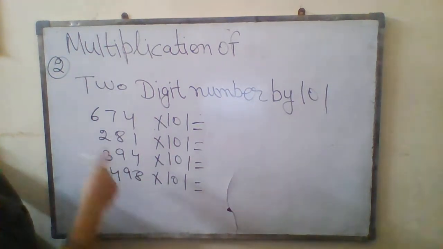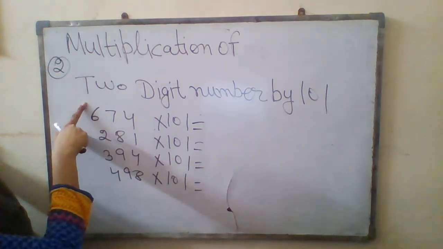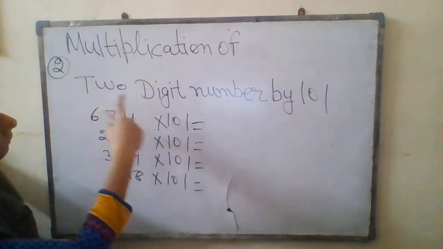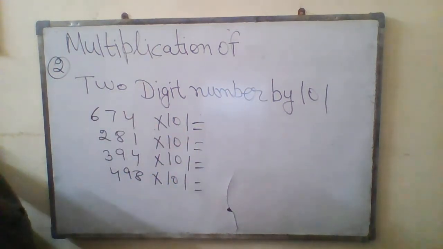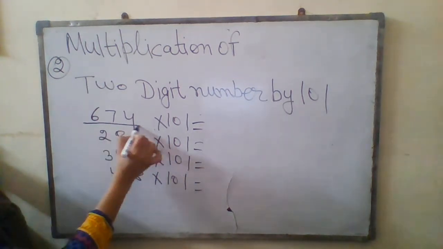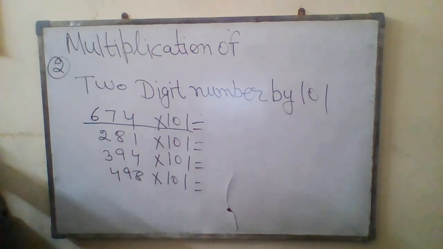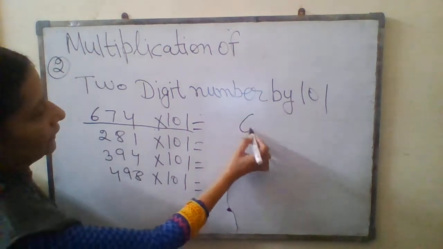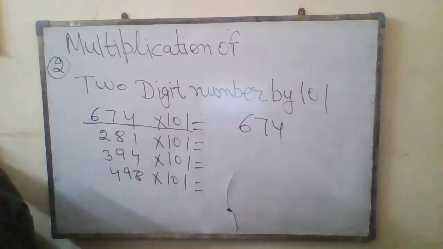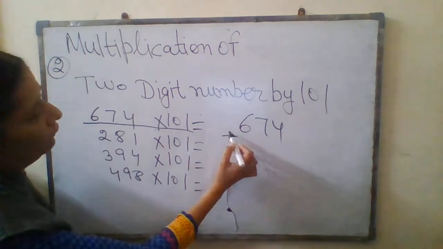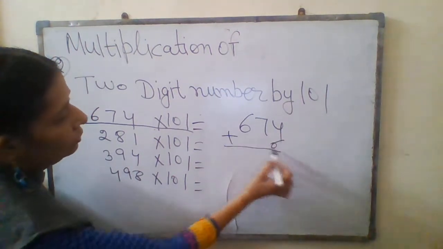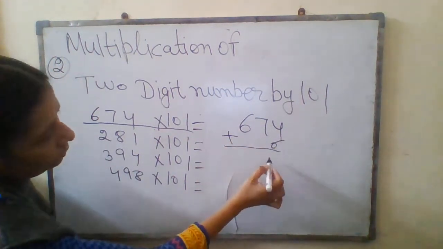Your second trick I have used here is you have to multiply a three-digit number by 101. So I have written here some examples. Now I want to show you how you can do it. See, first is this 674 multiplied by 101. So I told you what you have to do here. Write down this 674. Okay, and here what is the first number? First number here is 6. So this 6 is the first number, so you have to add this.